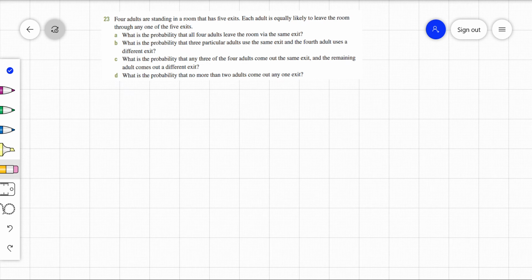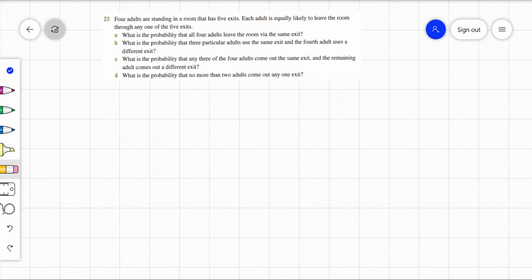All right, let's have a look at this one. So we've got our 4 adults and 5 exits. If we think of those 5 exits like A, B, C, D, E, for example, then each of those adults has a choice of 5 different ways to go. You could also think of it like entree, main, next meal if you had four different meals. So there's 5 for the first adult, there's 5 for the second adult, etc.